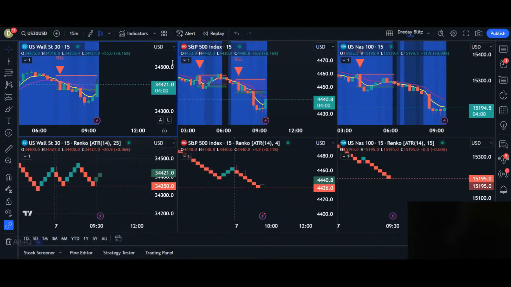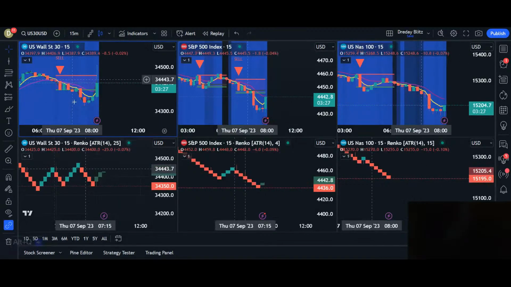So let's look at the time. It's 9:41 Eastern Standard Time, so the next window will start in less than 4 minutes. Let's see if we have a continuation of the trend based on the US 30, because we had a signal at 9:30.